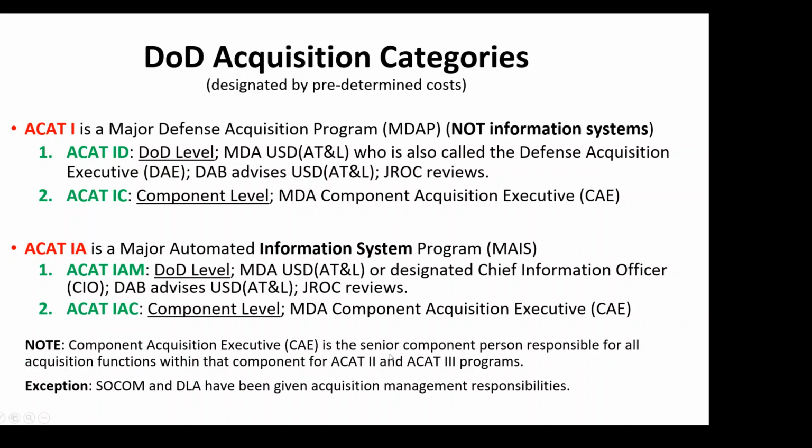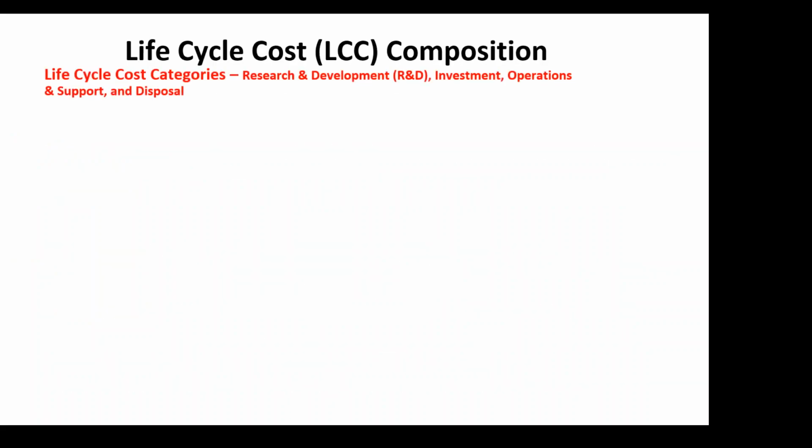Component acquisition executive is the senior acquisition person at that level. So it's different for Army, Navy, Air Force, whatever, whoever that senior acquisition person is, their component acquisition executive. There are two exceptions. SOCOM and DLA have been given their own acquisition responsibility. So they do not have to fall under the Army or the Navy or so forth. They have their own acquisition executive. That's the exception to the rule.